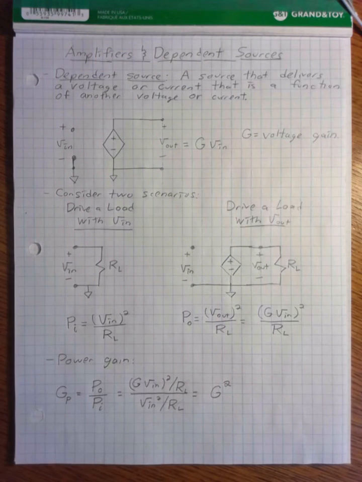So in general, the power gain of our circuit or our amplifier is equal to the square of the voltage gain. If we want to quantify the fraction of extra power that we're going to deliver to our load thanks to our amplifier, we just square the voltage gain of that amplifier.